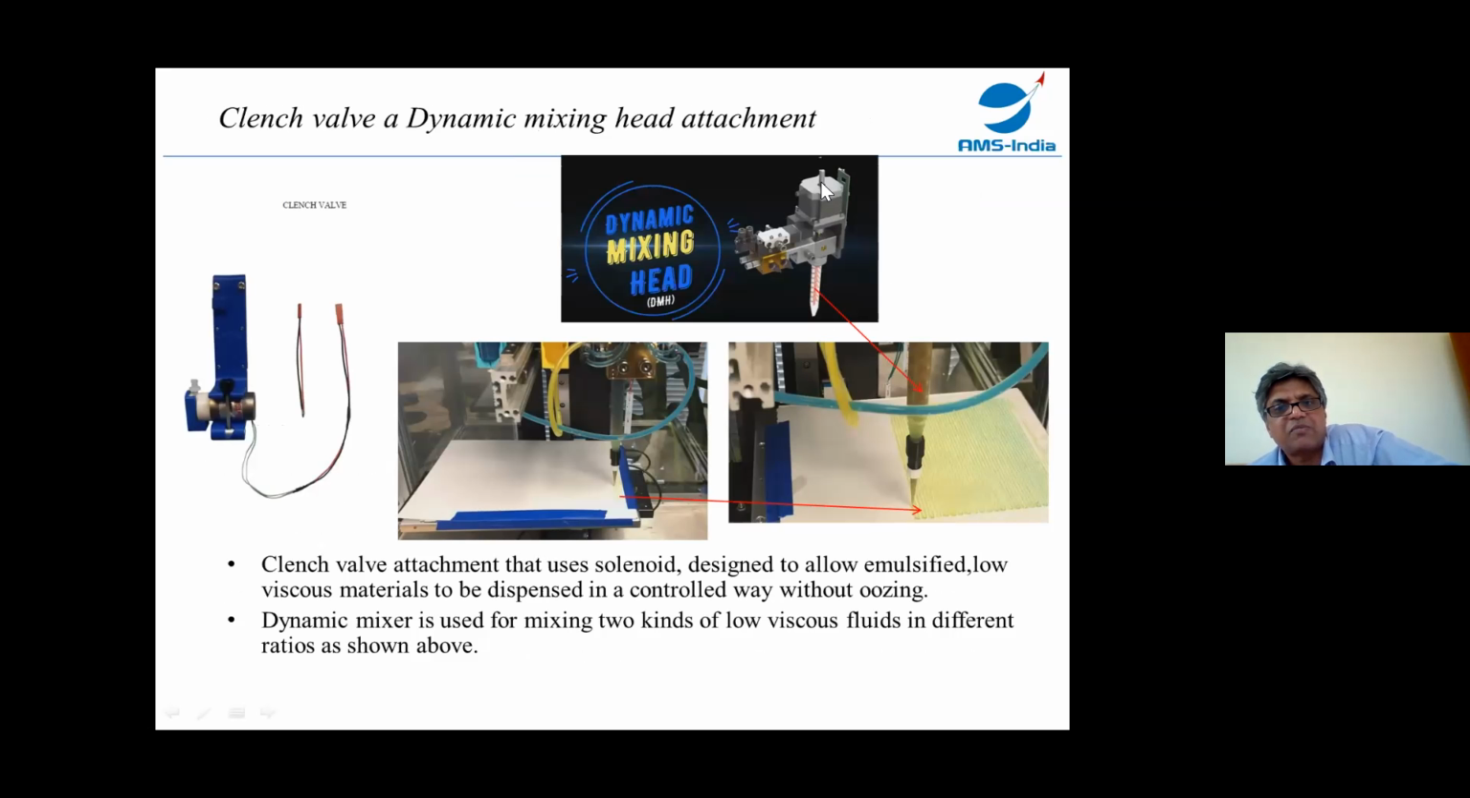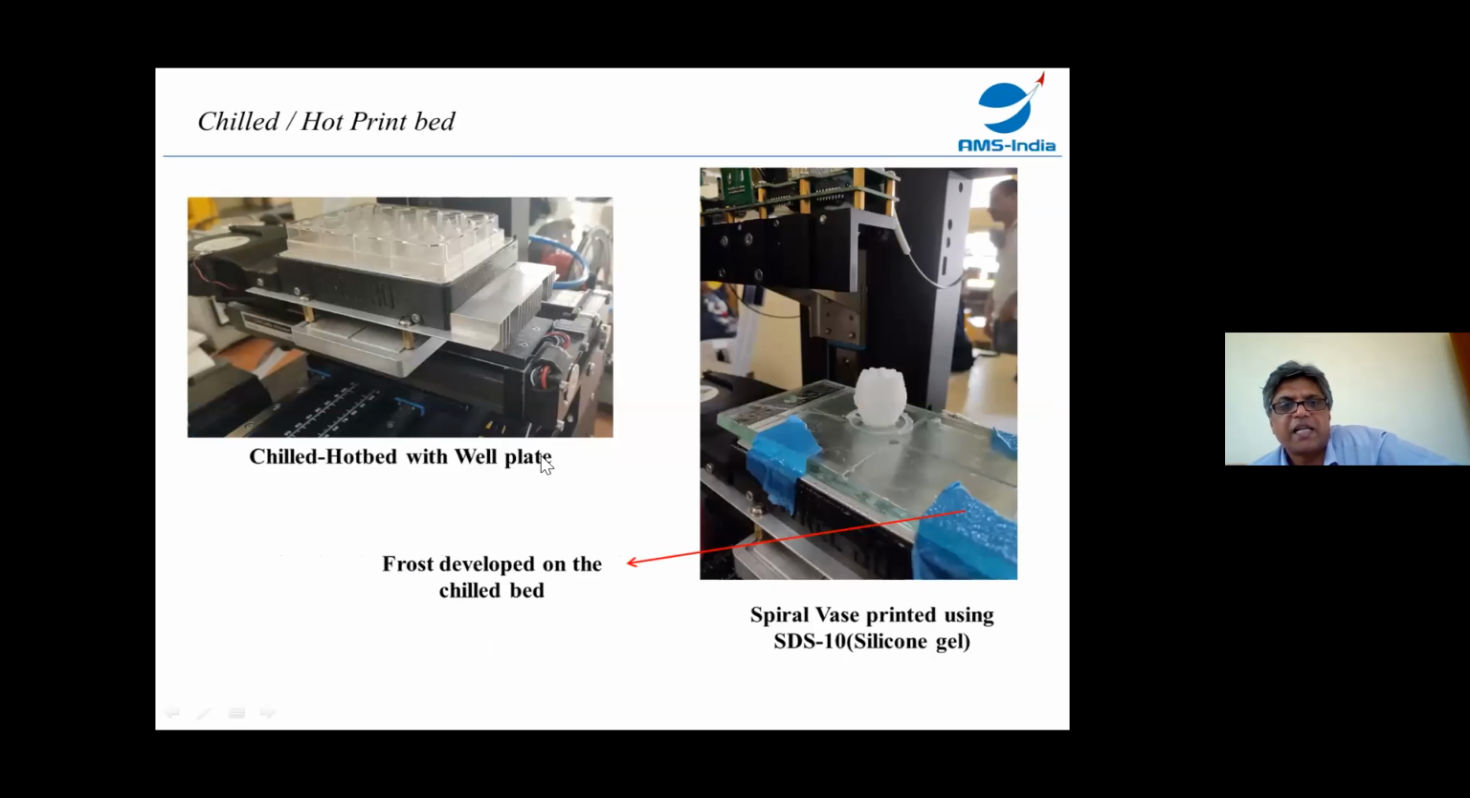There is a mixing attachment on the head, dynamic mixing. You can have two different materials mixed and printed. The clench valve is actually a pinch valve opening and closing. They're all making it very compatible for printing purposes.